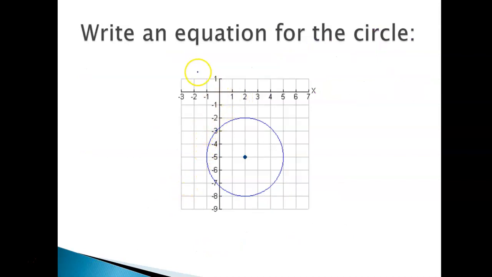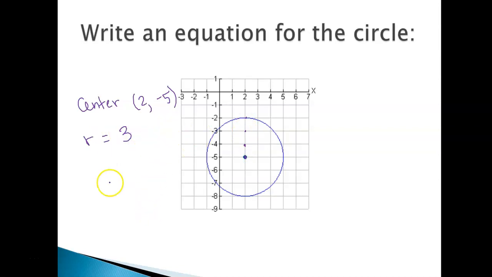We want to write the equation for this circle. This circle is not telling us the center and radius, but we can look at the graph and tell those things. So I can see that the center is at 2, -5. So let's just write that down. The center is at 2, -5. And the radius, I can see by counting from the center to the edge, is 1, 2, 3 units. So the radius is 3.